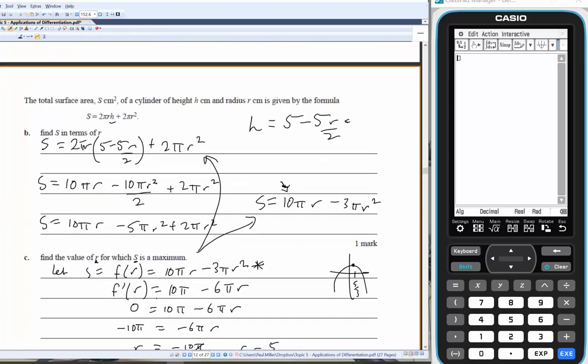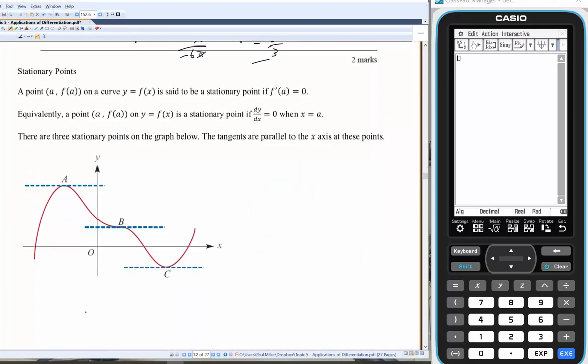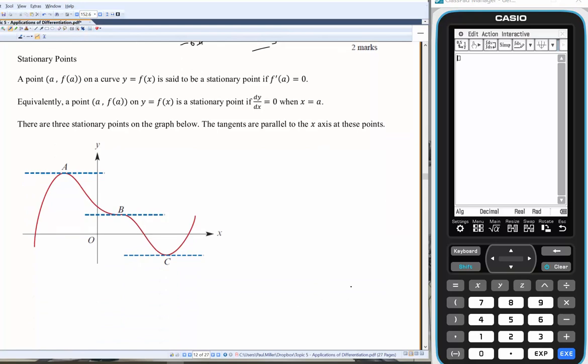All right, so let's go back, and now this looks fairly easy when we compare to what we've just done. So we're going to just have a quick look at stationary points. All right, so there are 3 stationary points on the graph below. Tangents are parallel to the x-axis at these points here.